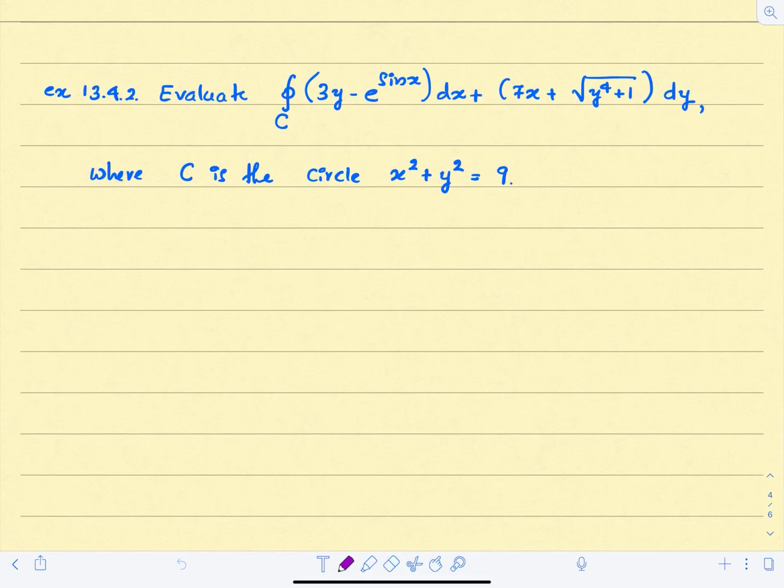Here is the second example from this part. So now we want to evaluate this line integral that is given in the differential form over a curve C. Your curve C is the circle with the equation x squared plus y squared equals 9.